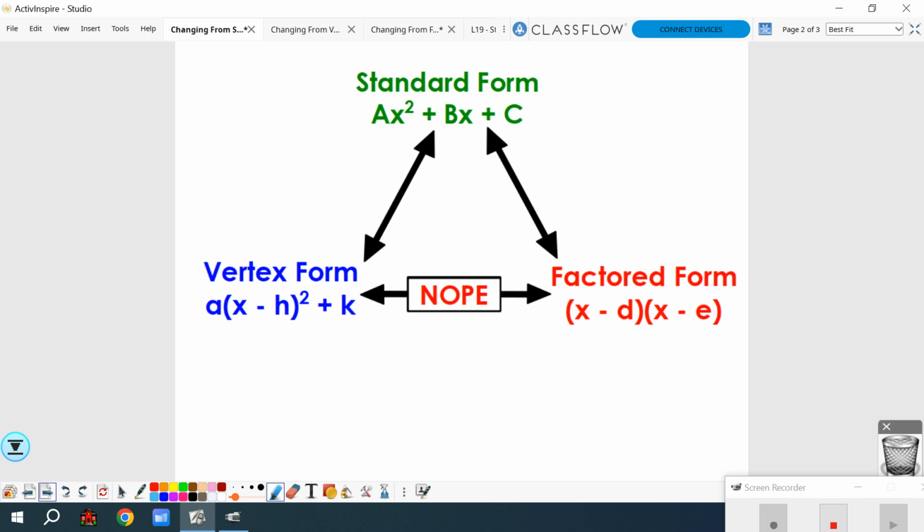Now this diagram talks to us about all the different things we can do here. Standard form, when we have it, we can convert it if you follow these arrows. You can either go straight to vertex form or straight to factored form. That's what this video is going to show us. That's the only thing we're going to worry about in this video. And then in the other videos, we'll talk about switching between the other forms.